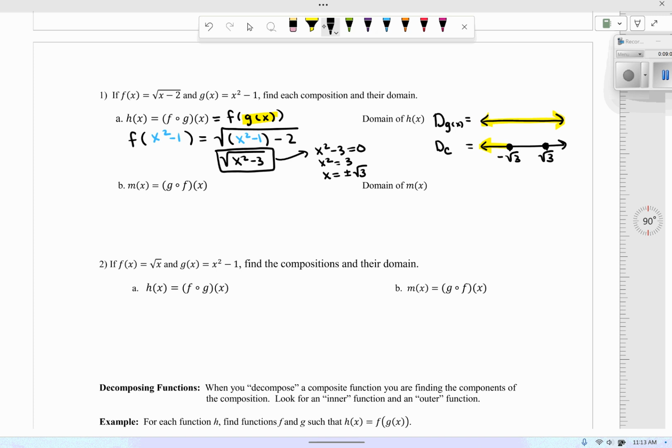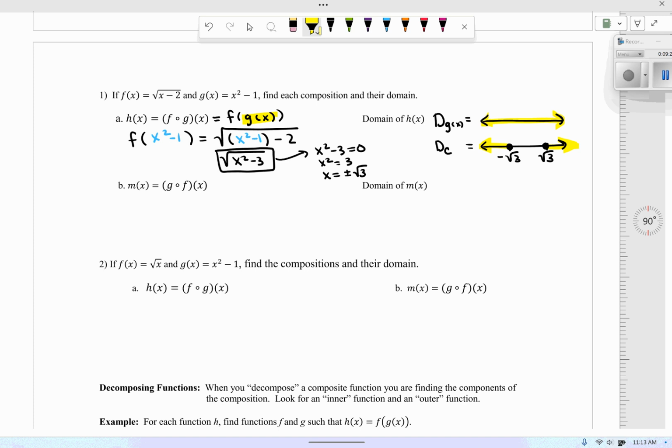9 minus 3 also gives me real number answers. So those values are going to work. And like I said before, when you plug in negative root 3 or positive root 3, it gives you 0, which is why we have closed circles there. So when you're doing the domain of the entire composition, you look at where those two overlap.